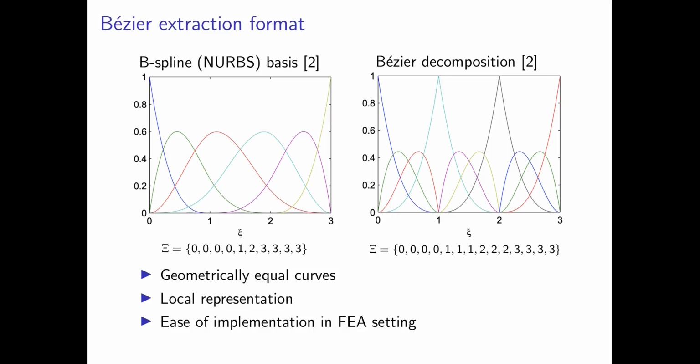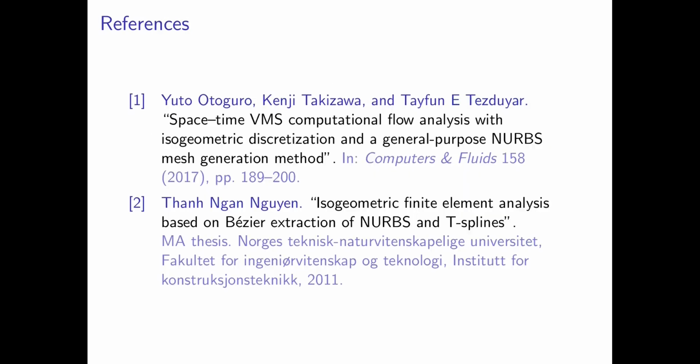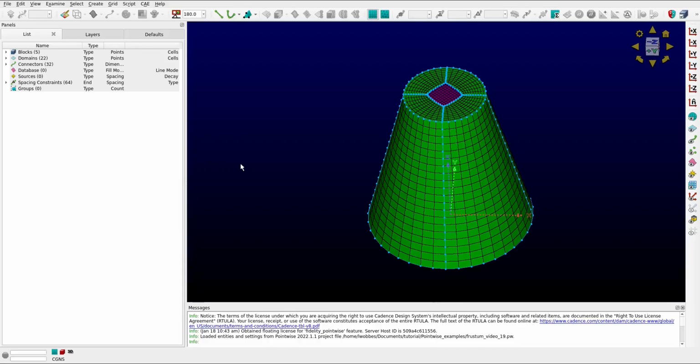This completes the theoretical part of this video, and here are the references that I promised you previously. To see how the pipeline works in practice, we are going to return to the frustum geometry that was created in one of the earlier videos. At this point, all we have to know is how many blocks form the block-structured mesh, and the easiest way to check that is by reading it off from the list of blocks in Pointwise.